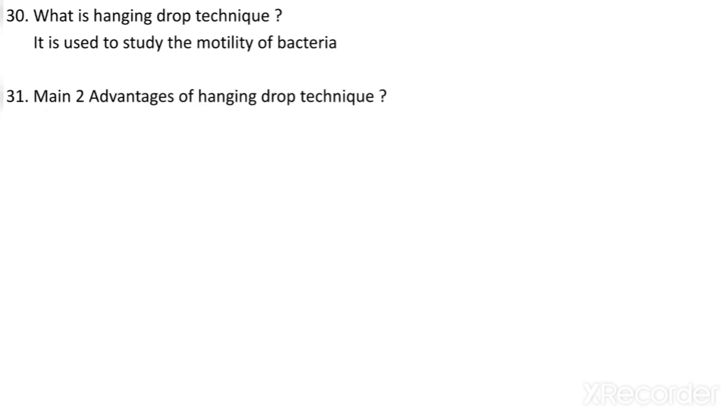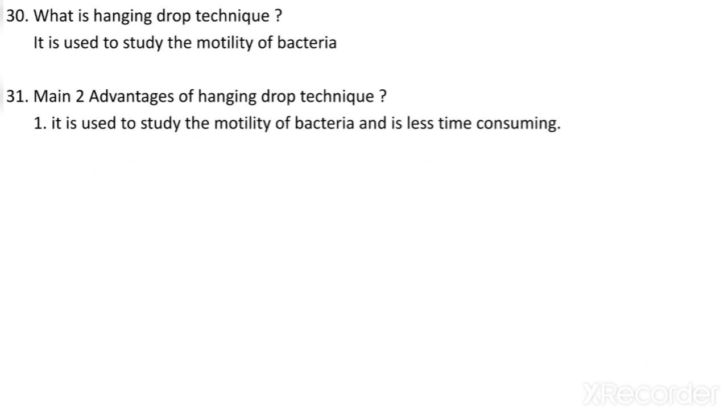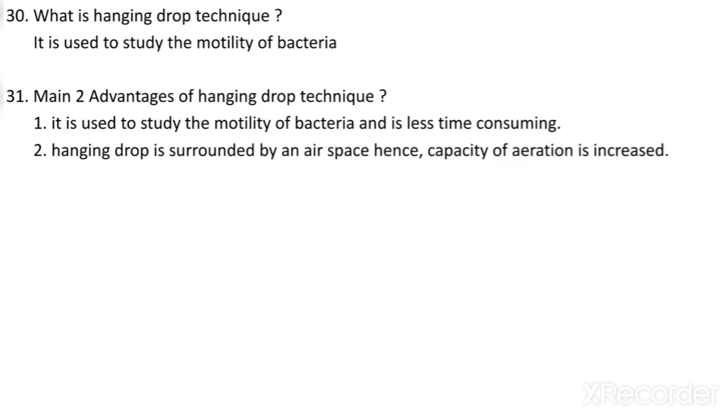Next question. What is the hanging drop technique? The hanging drop technique is used to study the motility of bacteria. What are the main 2 advantages of the hanging drop technique? It is used to study the motility of bacteria and is less time consuming. And the hanging drop is surrounded by an air space, hence the capacity of aeration is increased.